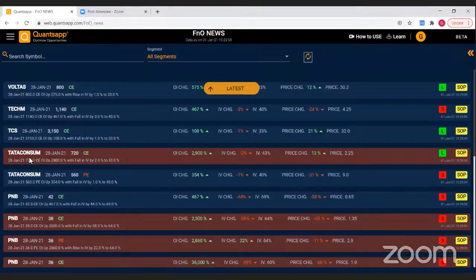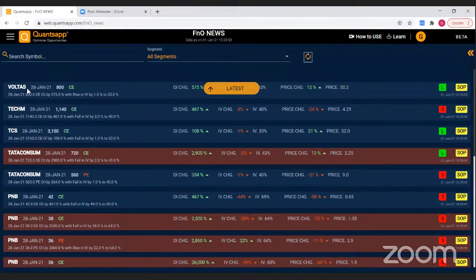So if I'm in the FNO news, how can I see the movement that is happening in different stocks, and particularly the strikes on that stock? This is yesterday's data, so this is for the 1st of January.